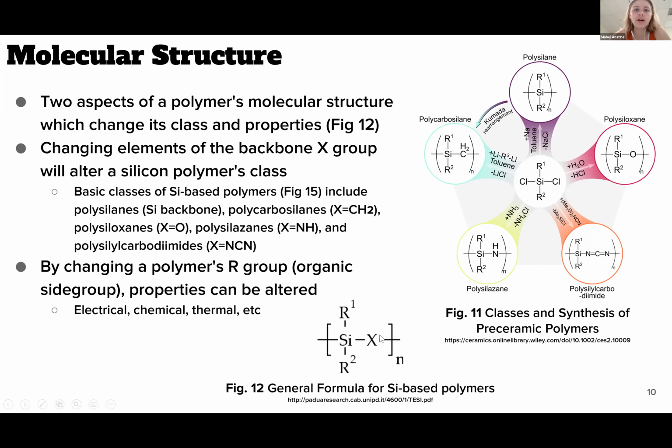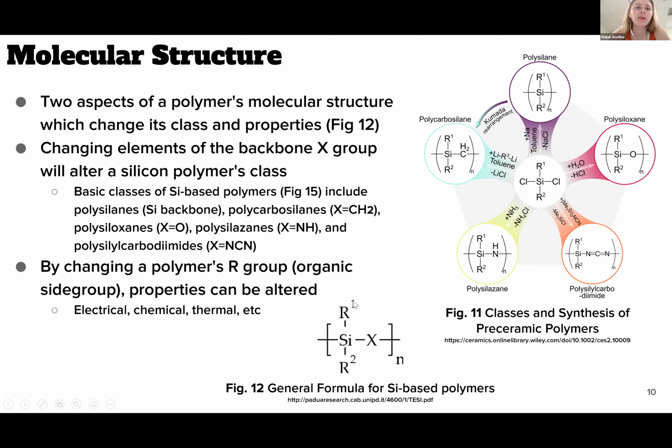So if you look at figure 12 here, if you're changing the X group, that's going to change the class of the polymer, or the precursor. So these 5 arms here on figure 11 are 5 main classes of preceramics. So you have polysilazanes, polycarbosilanes, polysilanes, etc. And as you can see, when you're changing the X group, that's going to change the class. So here the polysiloxane has just oxygen as its X group. But the polysilane has no X group. So that's the difference between these classes.